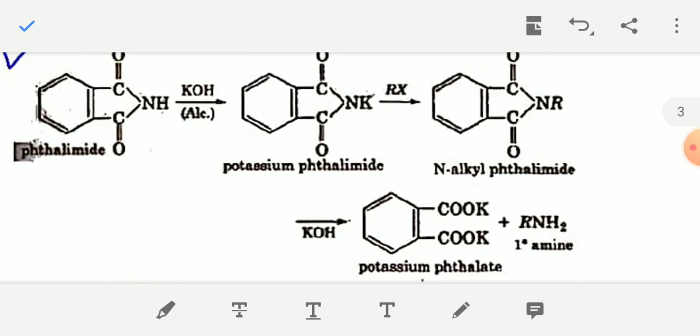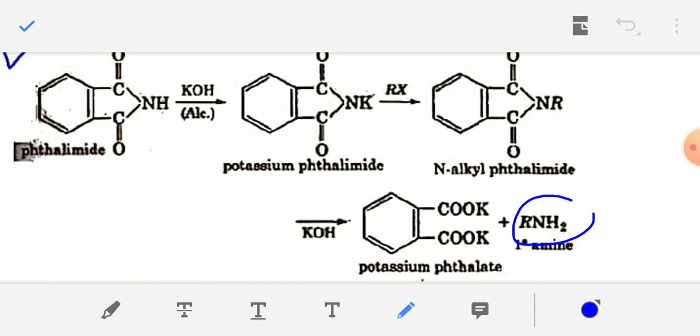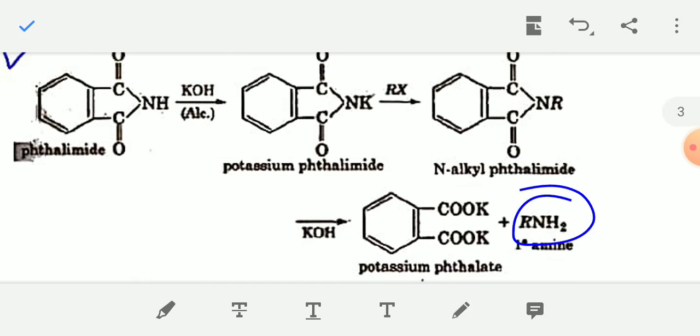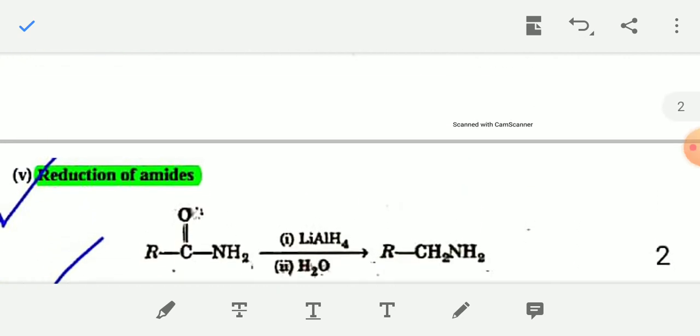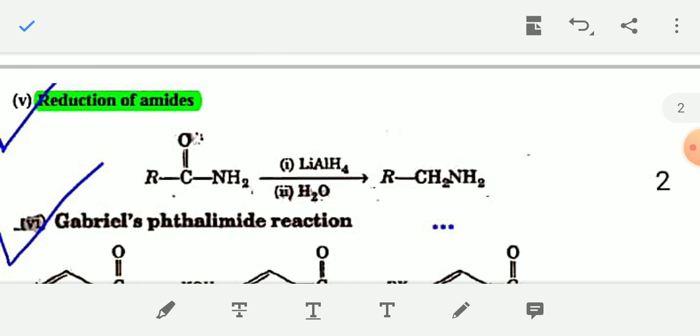Okay, and you have to remember the main product only. In all cases you have to remember the main product. There are many side products, but it is not mandatory to write down the side products also. You have to remember the main product.